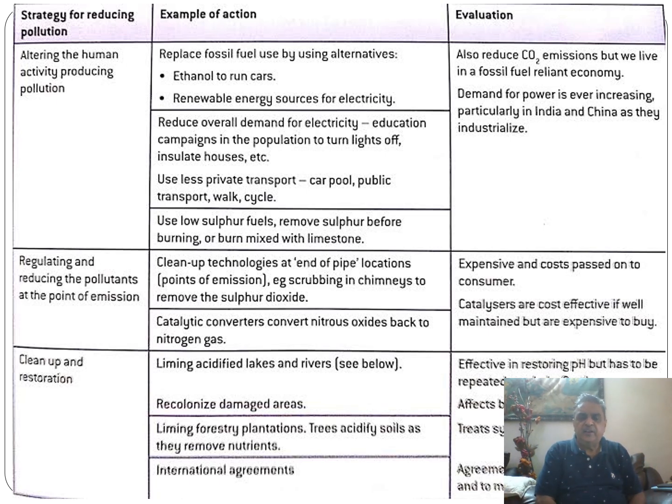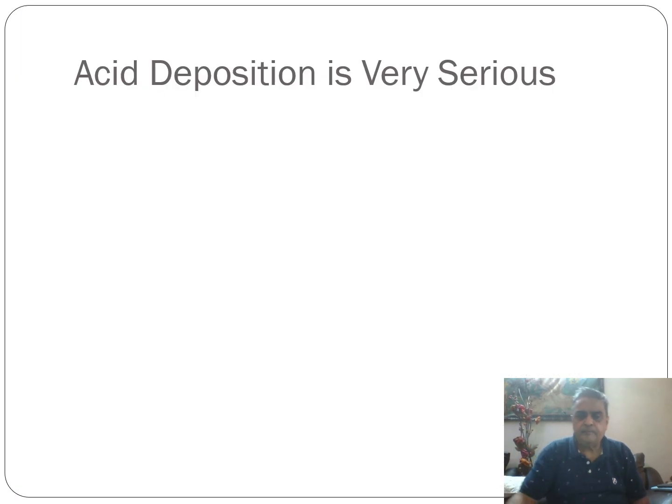So you can see how the strategy for reducing pollution, example of action, and evaluation is carried out by the countries, and by the people in charge of these states and countries, to ensure that pollution is reduced, and the examples which are given.